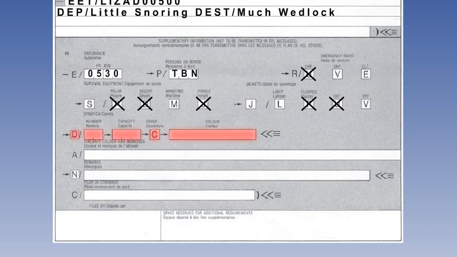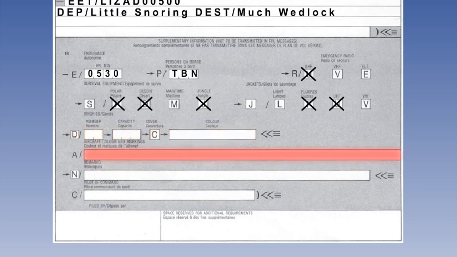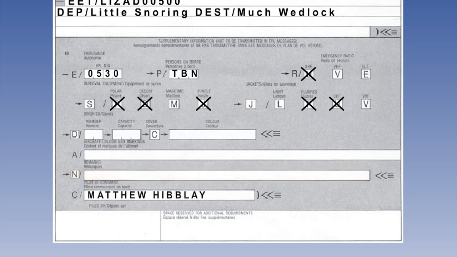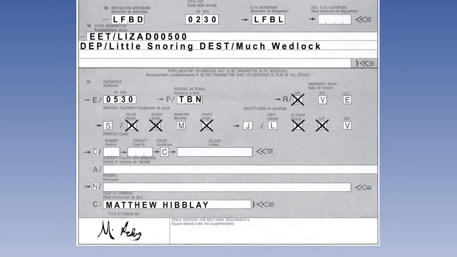The remainder of Item 19, which involves dinghies, aircraft colours and markings, remarks, and the name of the pilot in command, are self-explanatory. Before handing the completed flight plan to the operations clerk, do not forget to sign it. The flight plan is now completed. Go back through the instructions contained in the Jeppesen manual.